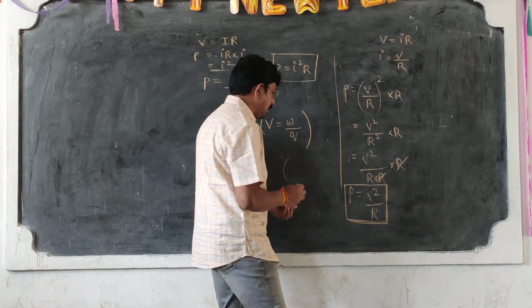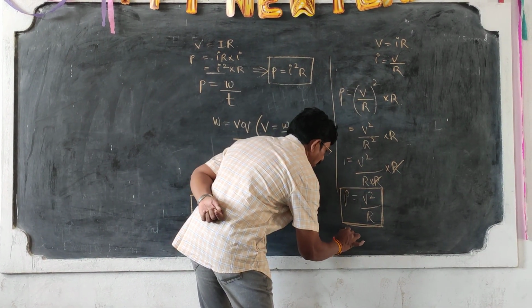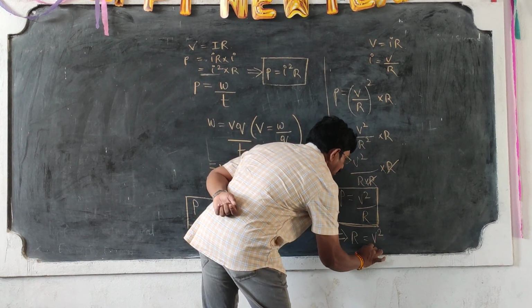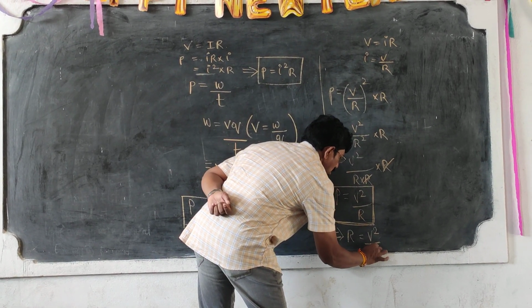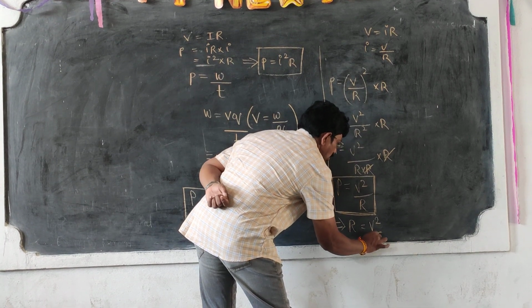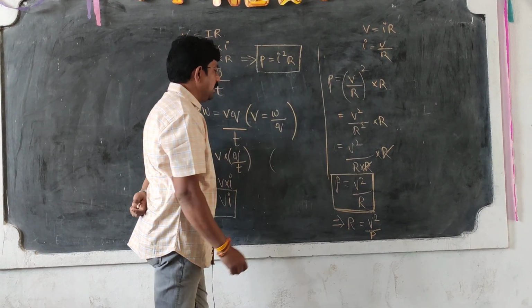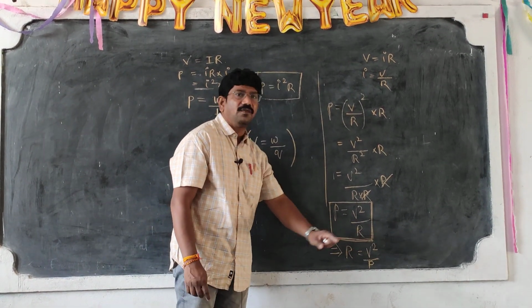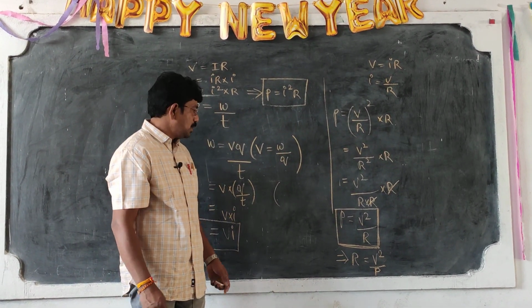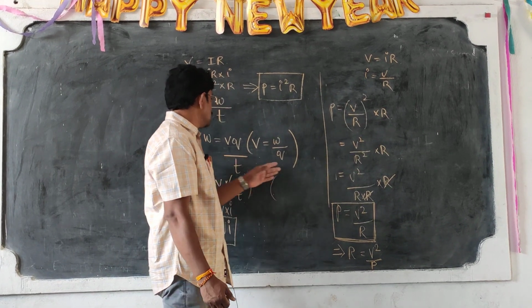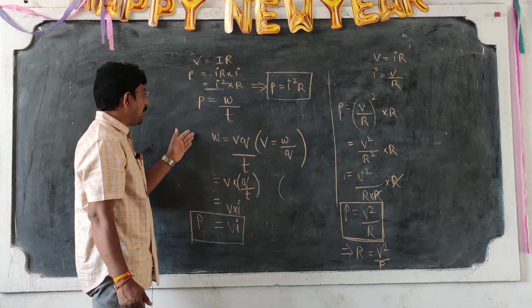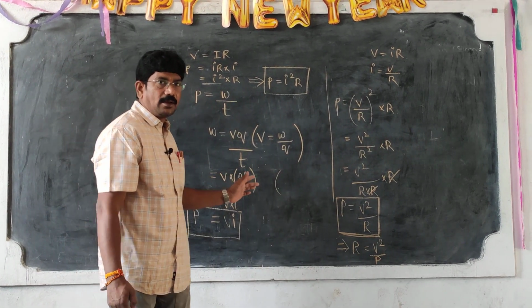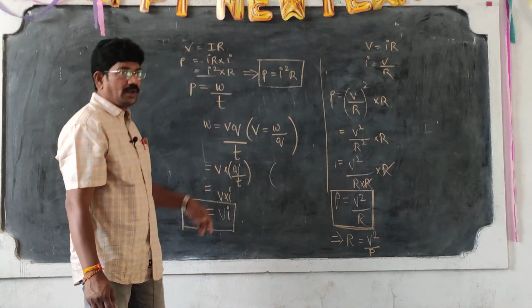From this you can write another formula. R is equal to V square by P. Can we write? R is equal to V square by P. So, to find the resistance of the appliance, you have to apply this formula. Are you clear about that one? So, these are the formulas to find electrical power or wattage of an electrical appliance. Are you clear? Right, make a note of it.